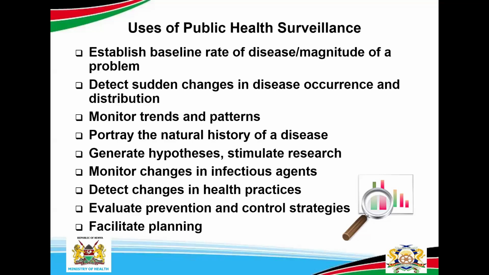Also, it helps us in detecting changes in health practices, and surveillance helps us in evaluating prevention and control strategies, and it facilitates planning. So why are we talking of facilitating planning? We have the data. We know that we have January to December. So because of that data, we expect that there should be a dengue outbreak in December.